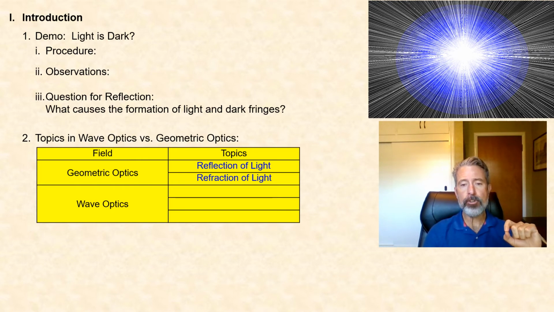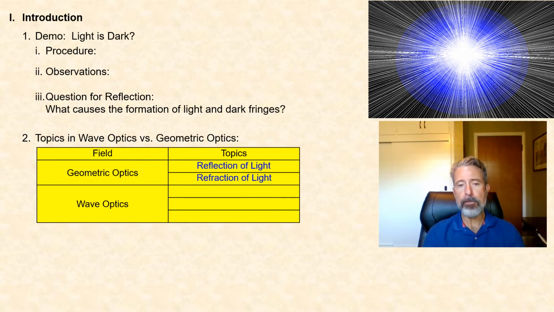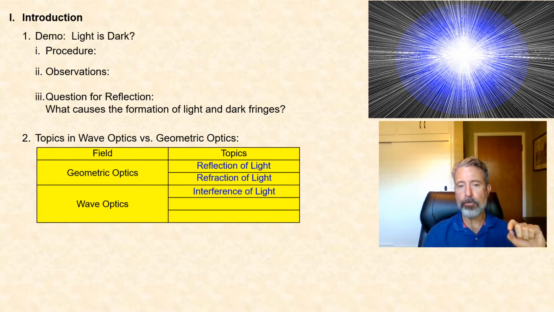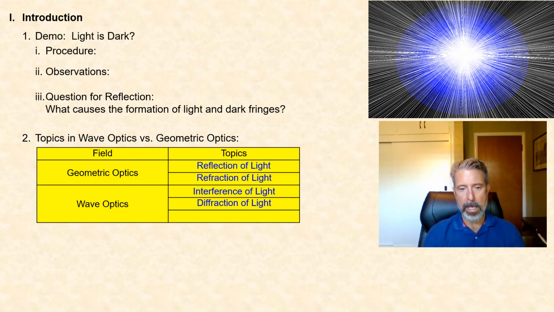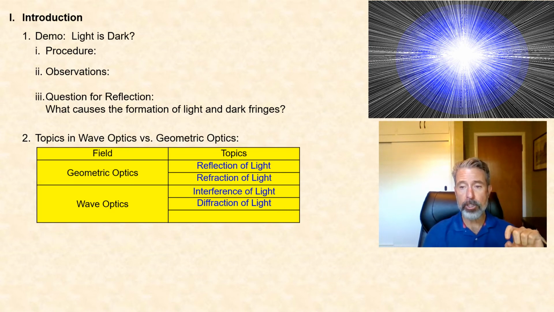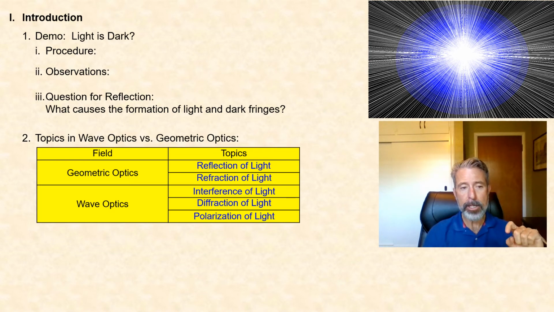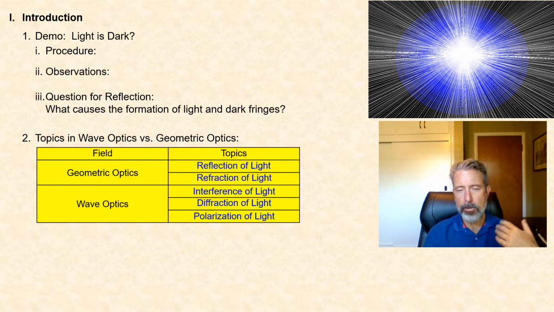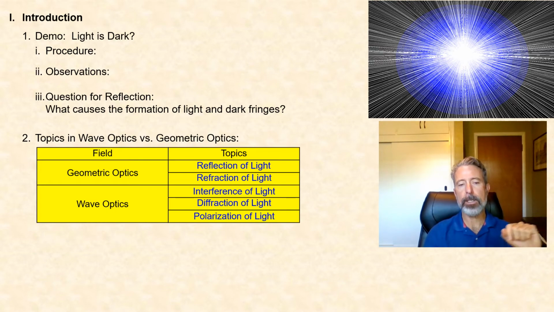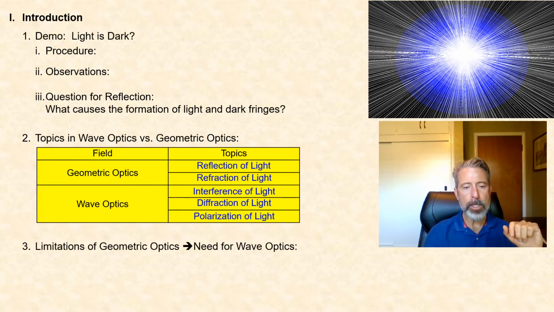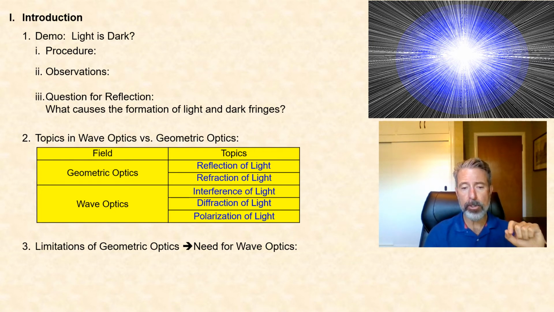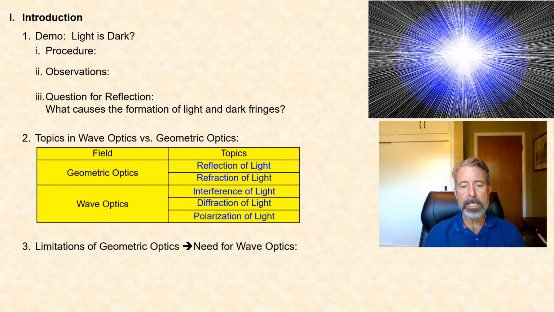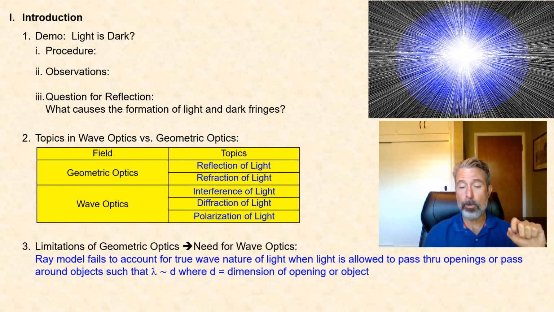But we're now entering the field of wave optics, where we want to be able to explain today the interference of light, and next week we'll talk about the diffraction of light as well as the polarization of light. And it turns out that to explain these phenomena, the ray model is not adequate. It does not work. So we can say here that we need a new model. The limitations of geometric optics prompt the need for a new model to explain phenomena in wave optics.